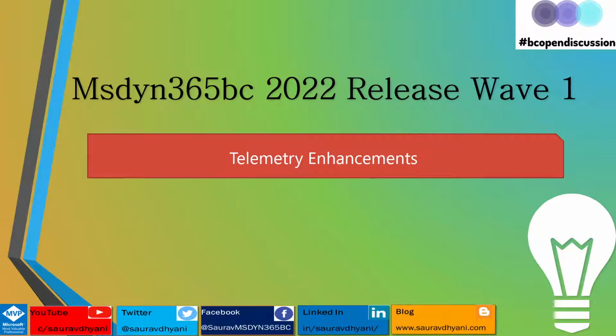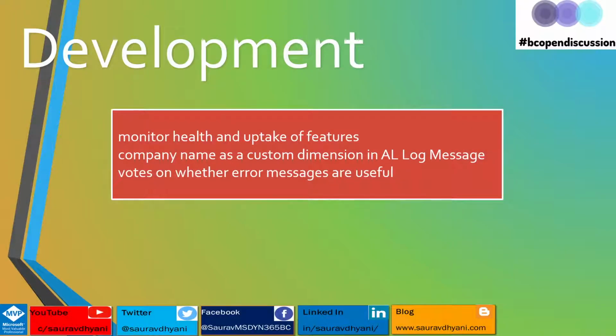Okay. So moving forward, there are three areas where the telemetry signals have been enhanced. One is development. Of the three new signals which are available in development, one of them is monitoring health and uptake of features. Now, features is what you build, right? So partners can get insight into these features, including information about whether the customer discovered it, set it up, or is using it or not, and the user experience with those features.